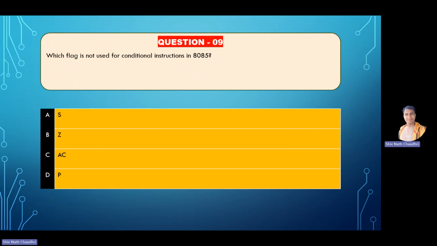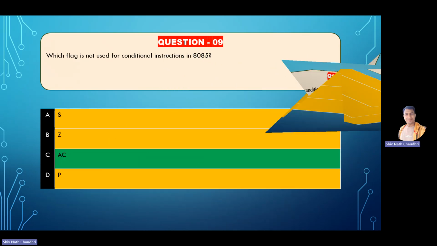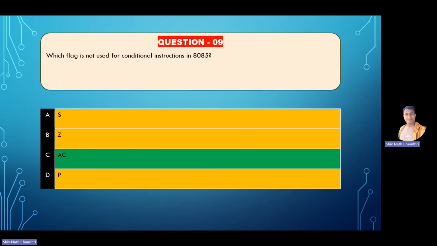So which flag is not used for conditional instruction? I think C should be the right answer for this question because we use only carry or final carry for the conditional instructions, not auxiliary carry. So C should be the answer for this question. Yes, auxiliary carry cannot be used for the conditional instruction.